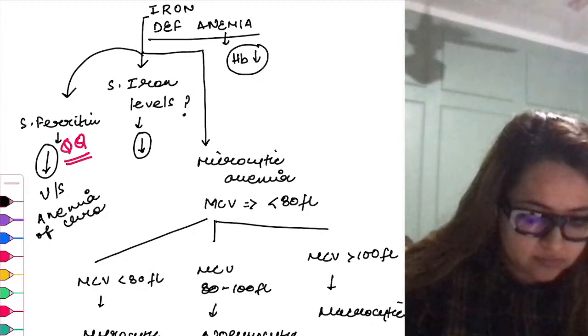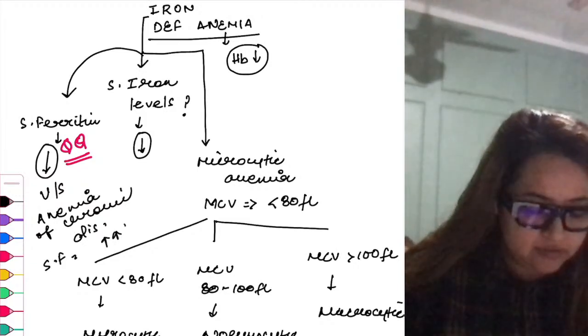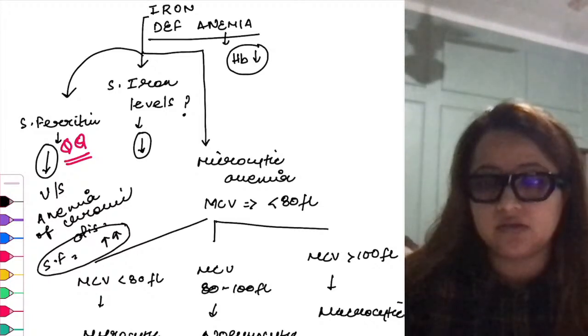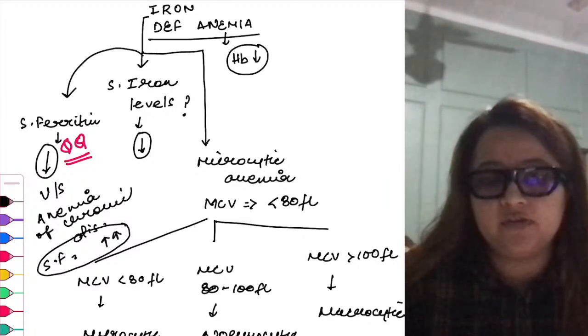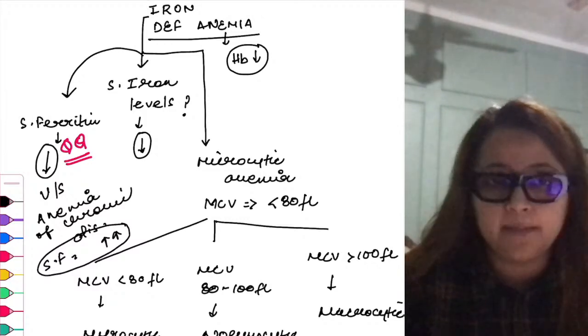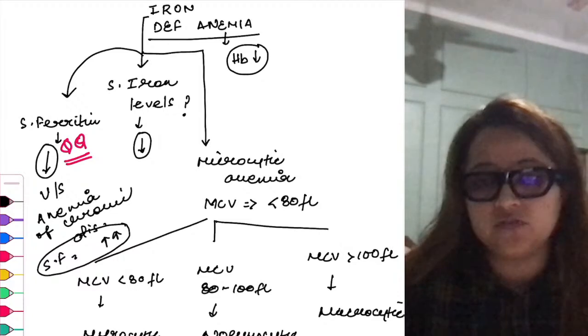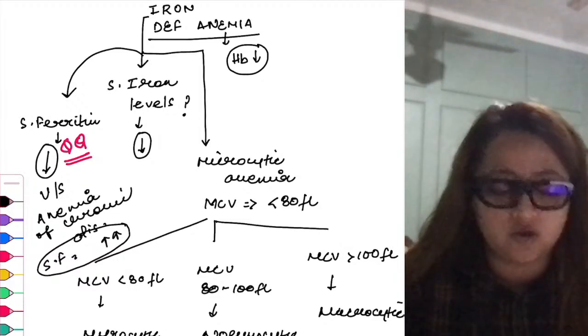Because in anemia of chronic disease, what happens to serum ferritin? It is increased. Serum ferritin is increased in anemia of chronic disease because it occurs in chronic inflammatory or infectious conditions, and ferritin is a positive acute phase reactant, so ferritin levels are going to be increased. But in iron deficiency anemia, ferritin levels are reduced because ferritin is the storage form of iron, and already we are talking about iron deficiency anemia, so the stored reserves are also gone.